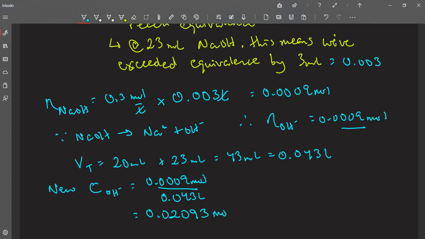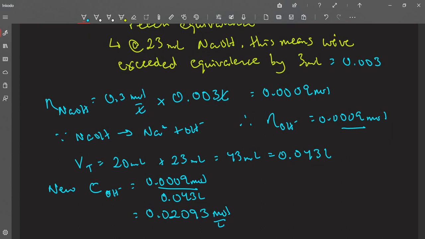0.02093 moles per liter. Remember, try to keep at least 4 or 5 digits, or use the answer or memory button in your calculator whenever you're doing these calculations, only round at the end. Okay, so that's a concentration of sodium hydroxide, rather of hydroxide, to be specific.